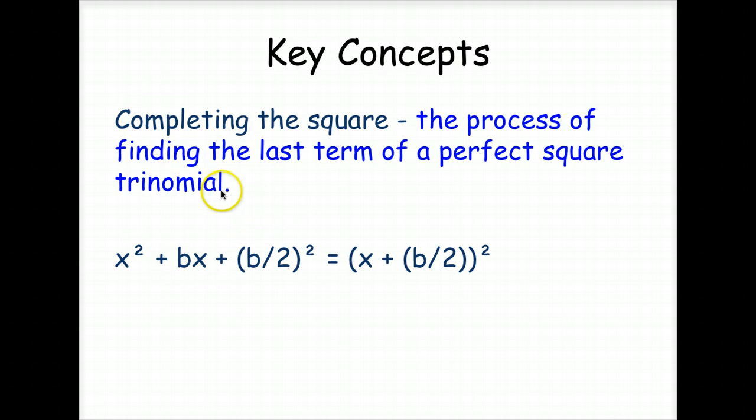Now the process for completing the square: you have to find the last term of a perfect square binomial. What you actually do is you take the b and you take half of it, divide it by 2, and then square it. That gives you your third term.